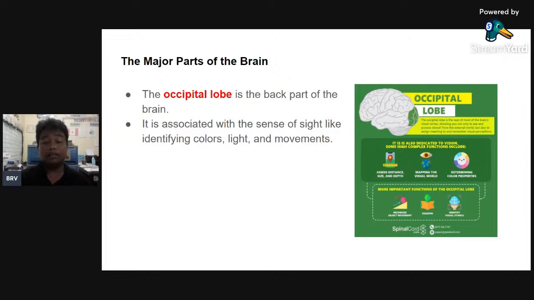Then it is associated with a sense of sight, like identifying colors, light, and movement. So yan naman yung kaniyang ano na ating occipital lobes, no. So it is also dedicated to vision, no. Some high complex functions include, no, assist distance, size, and depth, also mapping the visual world, and then determining color and properties. So yun, no, yun yung function ng ating occipital lobe, no.